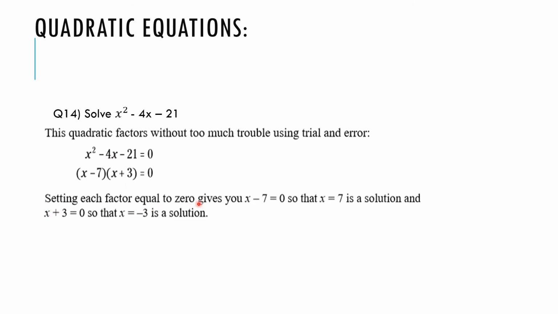Setting each factor equal to 0 gives us x minus 7 is 0, and so x is equal to 7 is a solution, and x plus 3 is equal to 0, so x is equal to minus 3 is a solution. So x is equal to 7 and x is equal to minus 3 are the solutions of this quadratic equation.